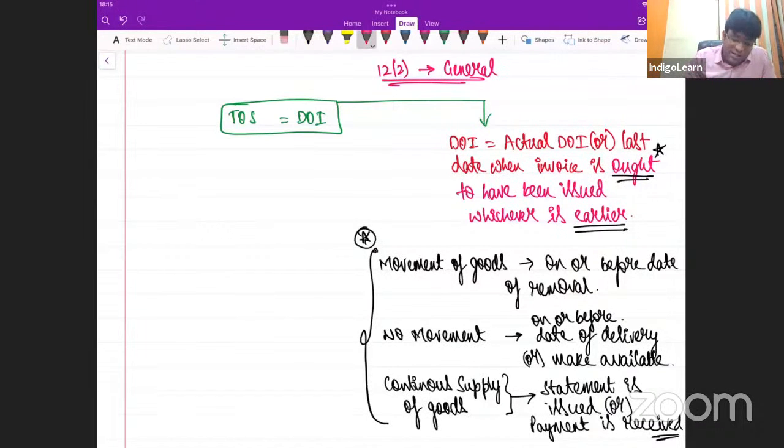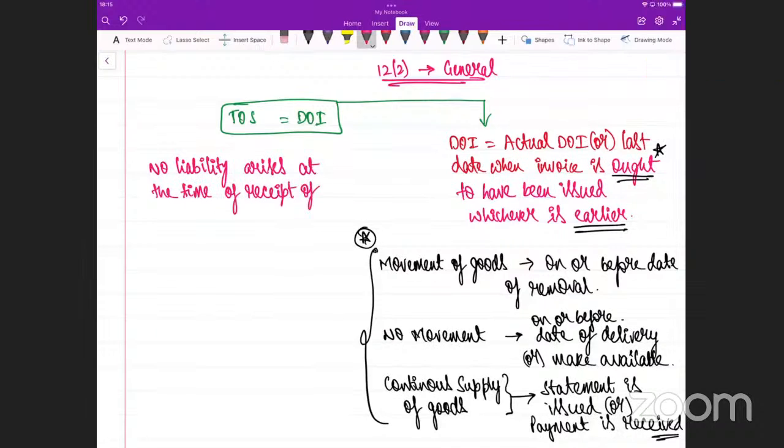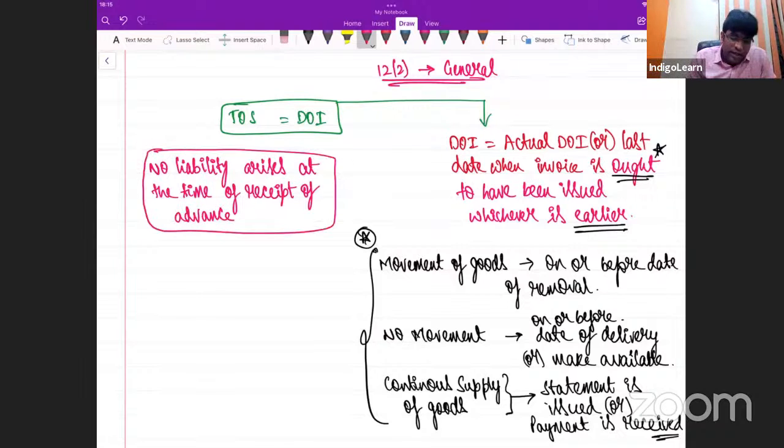That is why, my dear friends, we say that no liability arises at the time of receipt of advance. At the time when advance is received, the liability to pay tax does not arise. So it is always important to keep in mind that in case of goods, we need not pay GST at the time of receipt of advance. But in case of service, it is not like that.